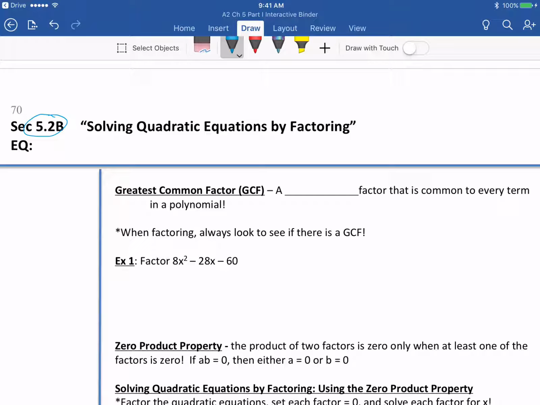All right, so today our essential question is: how do I solve quadratics by factoring?